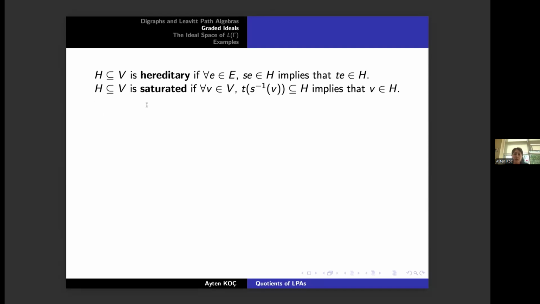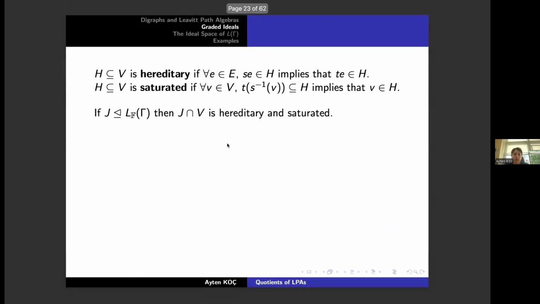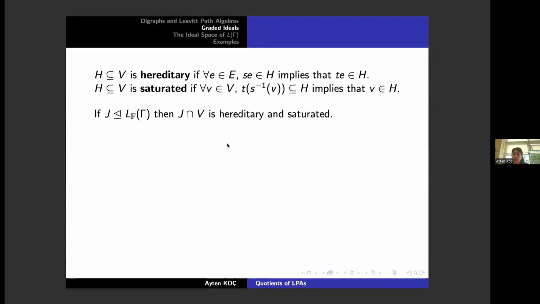A subset H is called saturated if, whenever the targets of all arrows starting at a vertex V are in H, then V is also in H. For any ideal J of a Leavitt path algebra, the intersection of J with V is a hereditary saturated set.